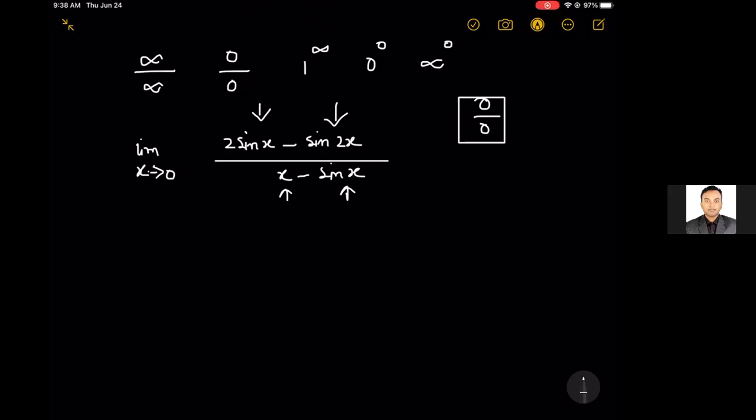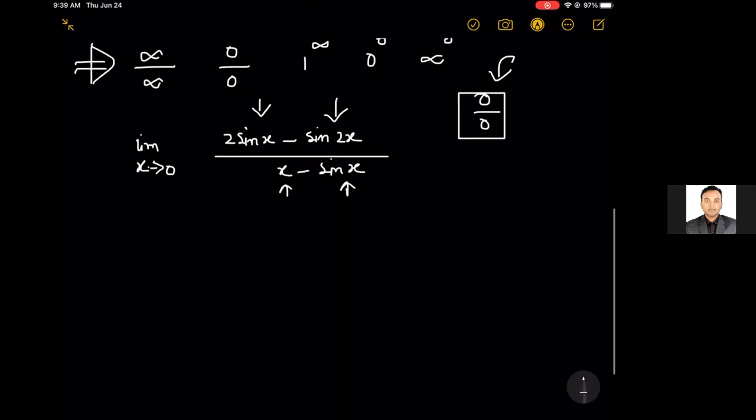So is our answer just undefined then? No. We'll actually use the L'Hopital rule. Since this is 0 over 0, we'll use L'Hopital rule to see if we can generate a defined value. As I said, if any of this scenario arises, we'll use the L'Hopital rule. So what does the L'Hopital rule say?